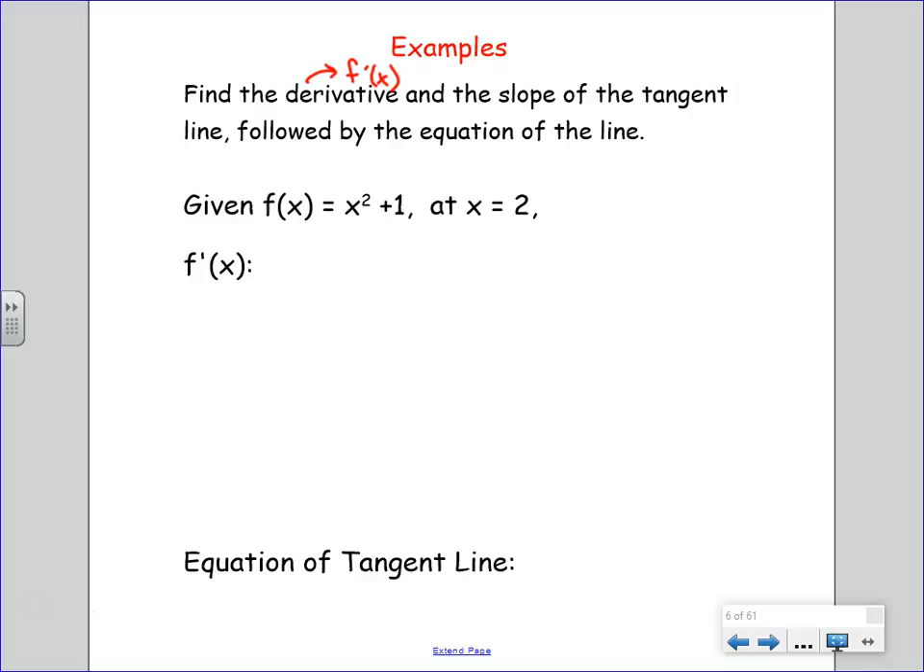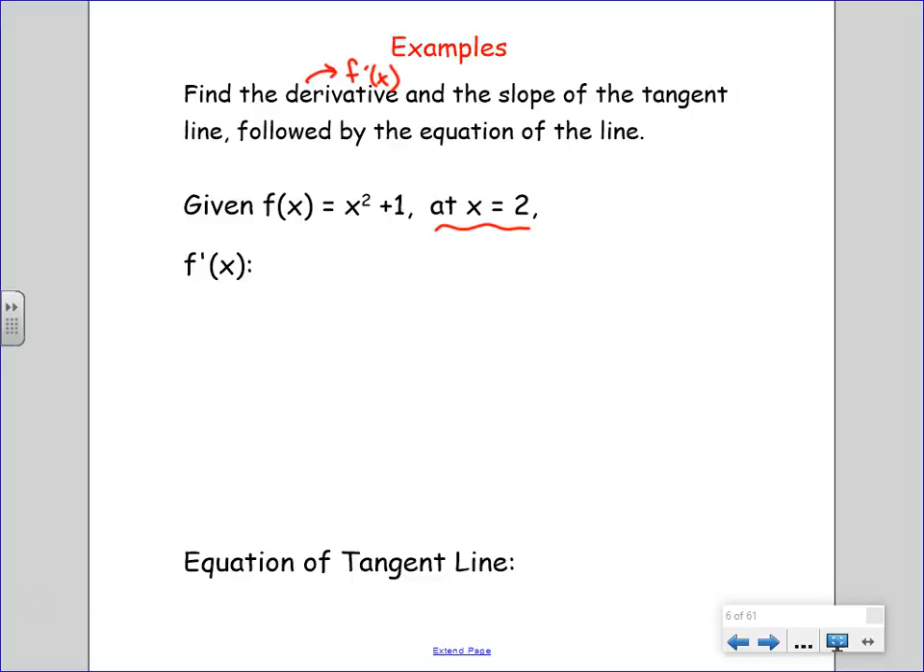Find the derivative and the slope of the tangent line followed by the equation of the line. Which tangent line? Read the problem, kiddos. How many tangent lines am I finding? One specific. Okay? At x equals c. In this case, at x equals 2. Followed by the equation of the line.